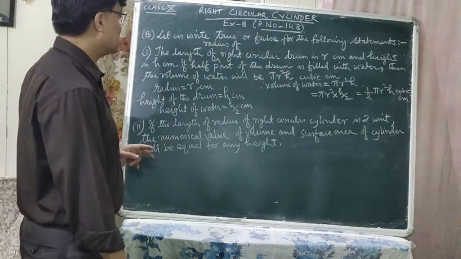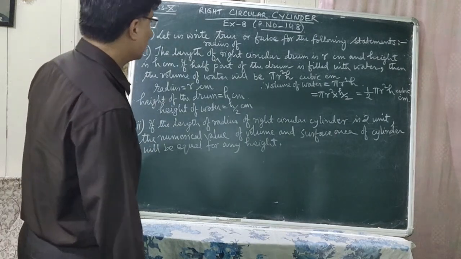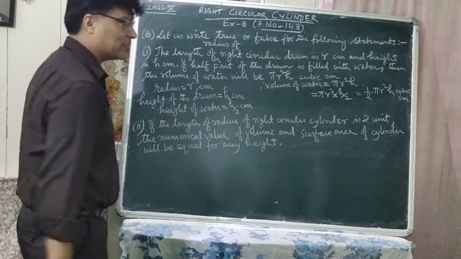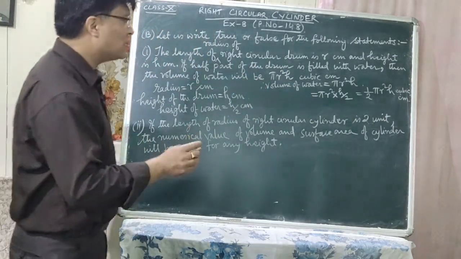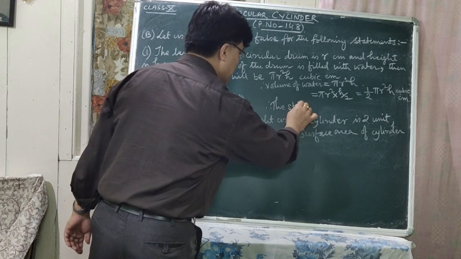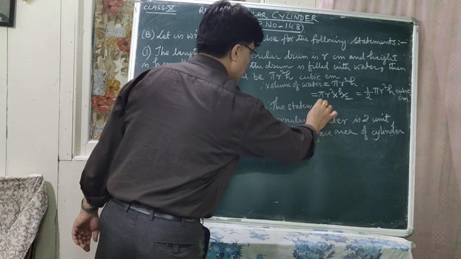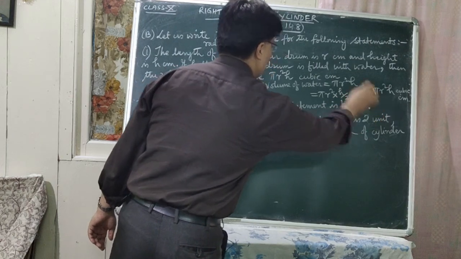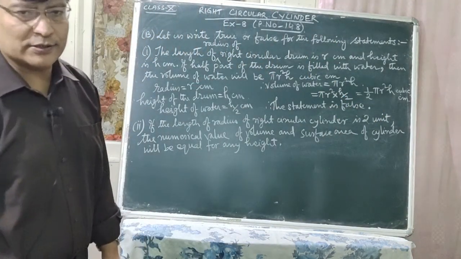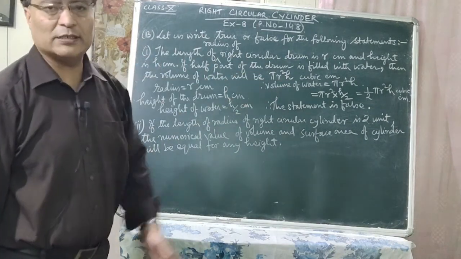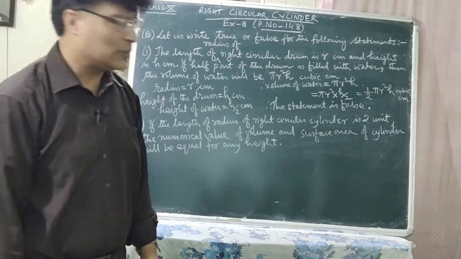But in the question it is given that the volume of water will be pi r square h cubic centimeter. So is it correct? No, the statement is false. Therefore, you should write the statement is false. So what is the answer for this first question? The statement is false. So I think you have understood it.